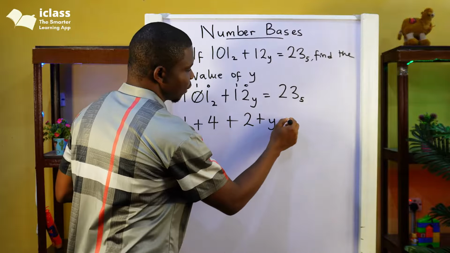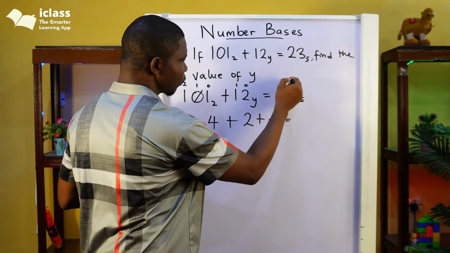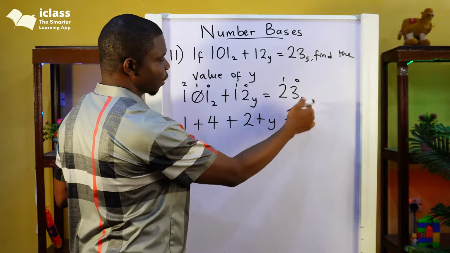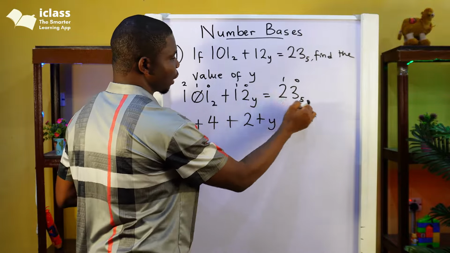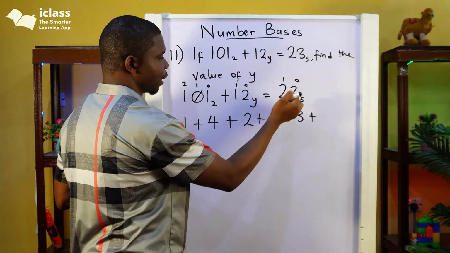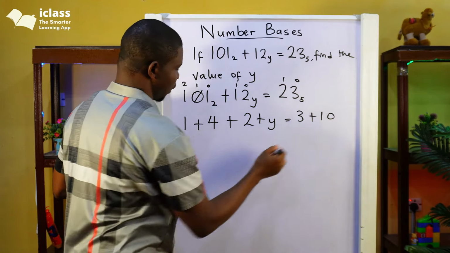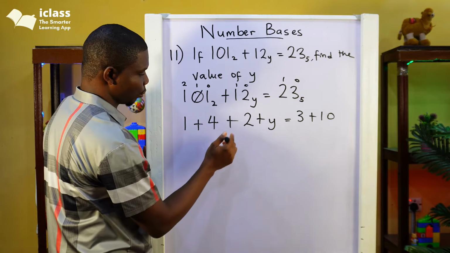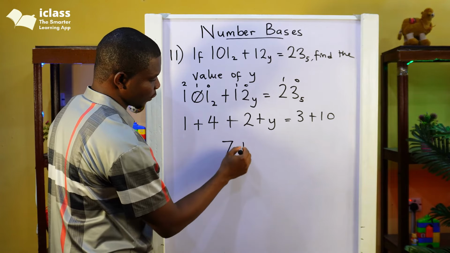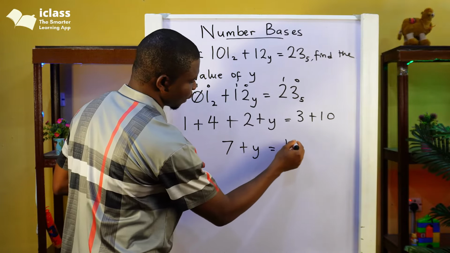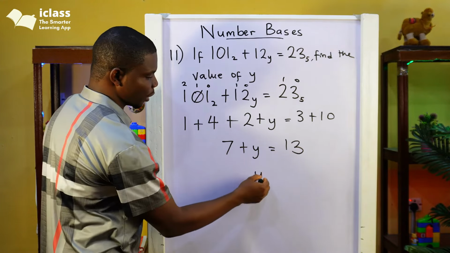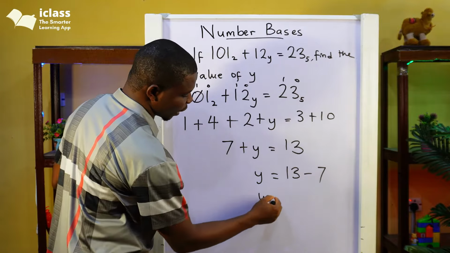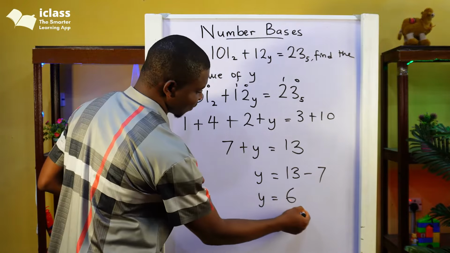So this is equal to, we label the digits, 3 times 5 raised to power 0. 5 raised to power 0 is 1, times 3 is 3, plus 2 times 5 raised to power 1. 5 raised to power 1 is 5, times 2 is 10. So we have 5 plus 2 is 7. 7 plus y is equal to 13. So y will be equal to what? 13 minus 7. So y is equal to 6.